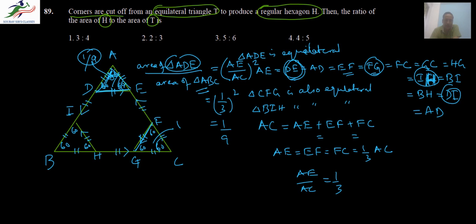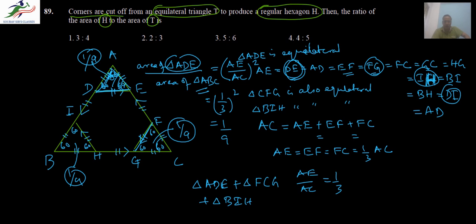Similarly, this area would be 1/9 because all these are equal, and this would be 1/9. So if I add up these three, triangle ADE plus triangle FCG plus triangle BIH, this would be 3 into 1/9, which is 1/3 of triangle ABC.